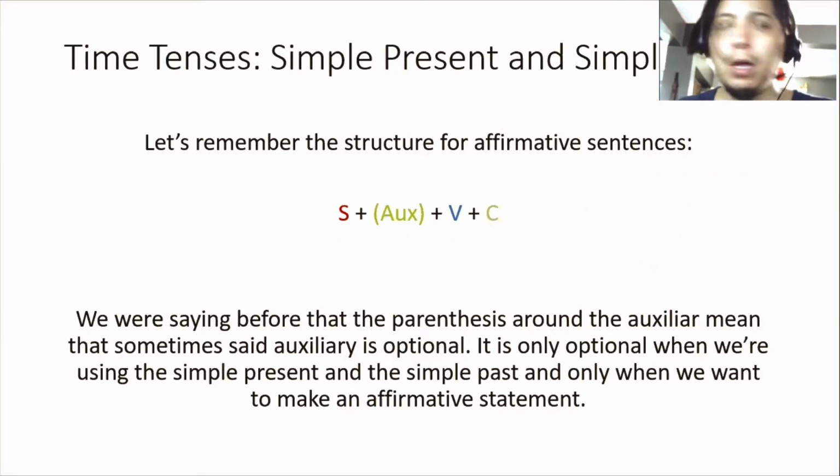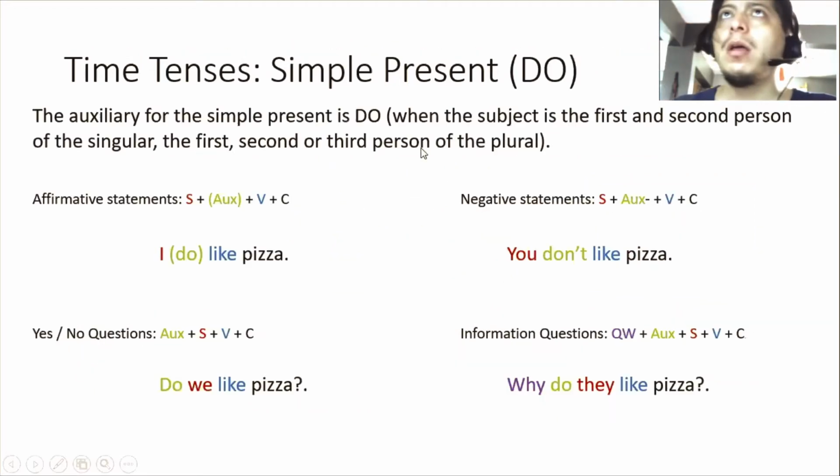Okay, so we're going to move on a little bit. We're going to start with the simple present and the auxiliary do. We have two auxiliaries for the simple present. We have the auxiliary do, and also we have the auxiliary does. Right now, we're going to check only do. When do you use the auxiliary do? The auxiliary for the simple present is do when the subject is the first and the second person of the singular, and the first, the second, or the third person of the plural.